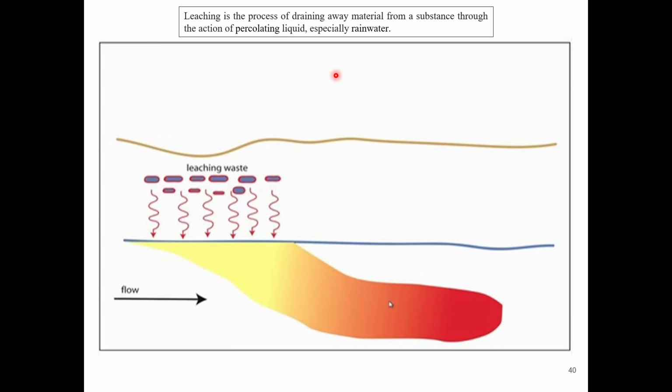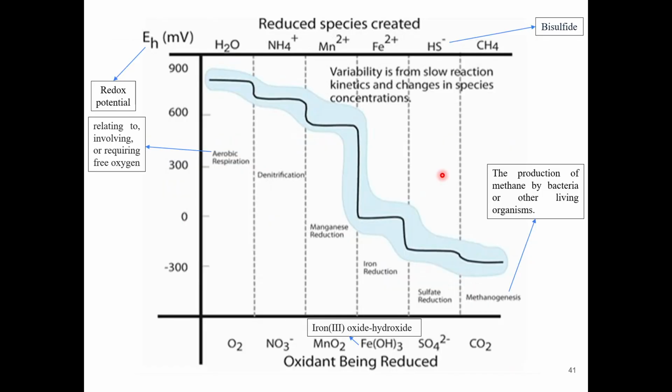This is flow. Leaching is the process of draining away material from a substance through the action of percolating liquid, especially rainwater. So rainwater is coming, and say for example you had dumped waste in this place, you had landfilled the waste here. Due to leaching, the material will get away from the substance, and it will flow. So that is also a problematic issue.